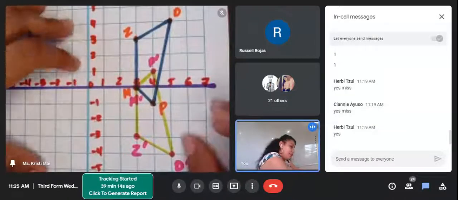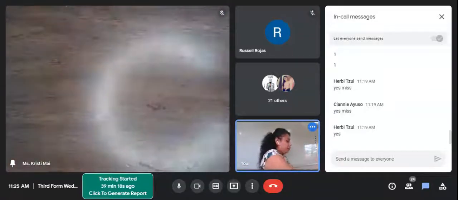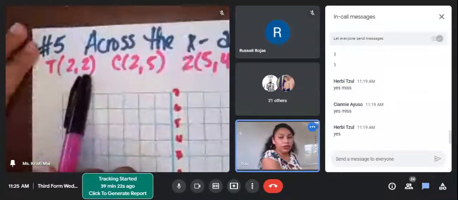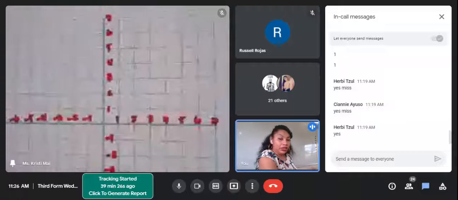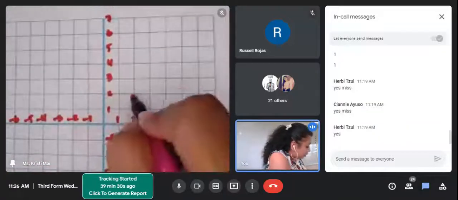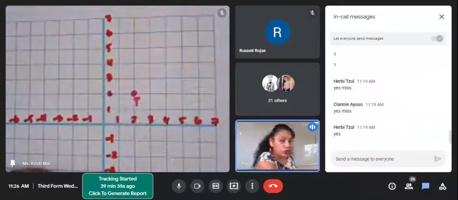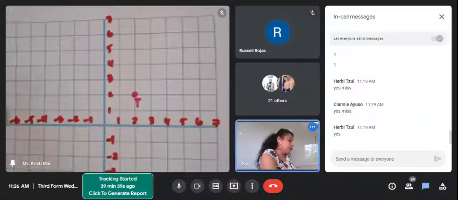Okay. So you have T is 2, 2. That is the first point that we want to plot. So I go to my grid. I find where 2 on the X and 2 on the Y is. This is going to be my first point, and this is going to be T. And T only because this is the original image that I'm drawing, right?